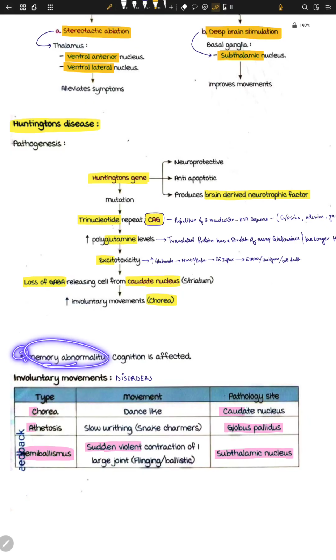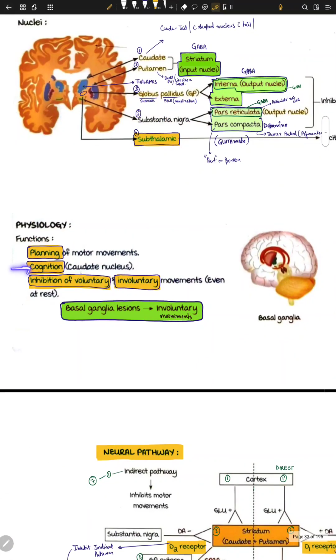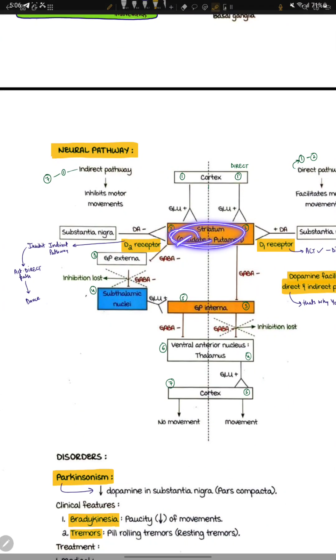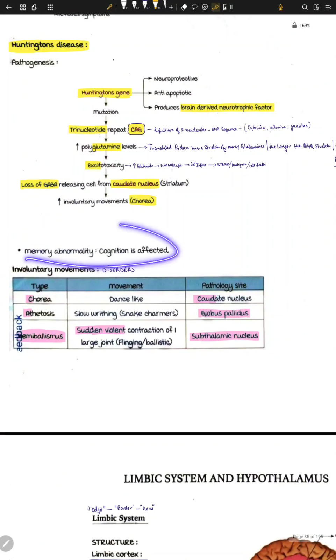So memory abnormality also happens. Cognition is affected, because we know that the basal ganglia plays a big role in cognition. The caudate nucleus, this one, leads to cognition. So that's the whole story of it, right?